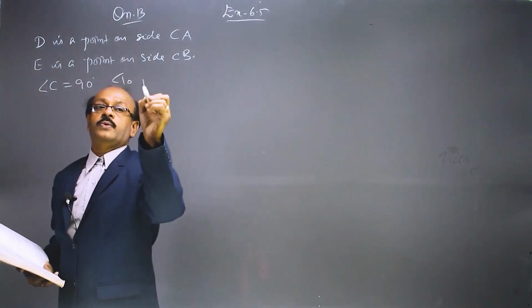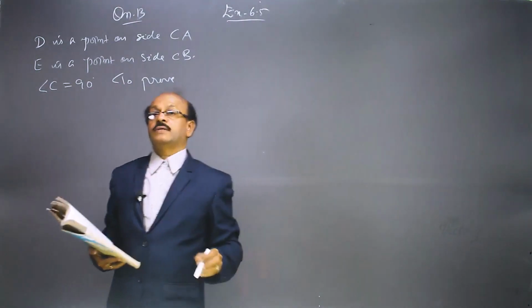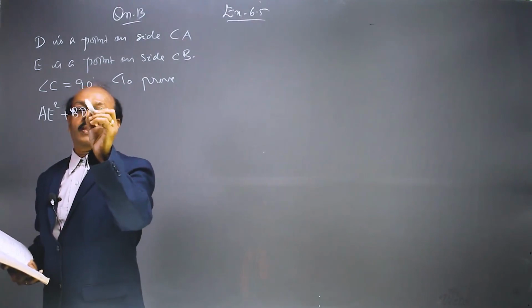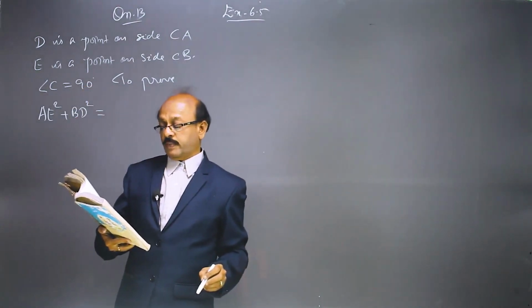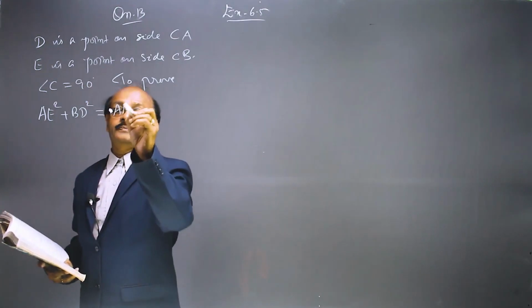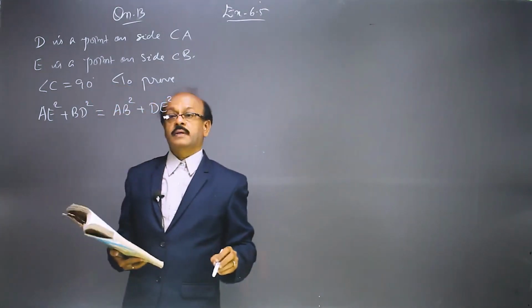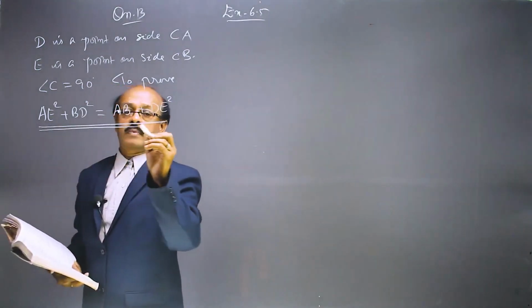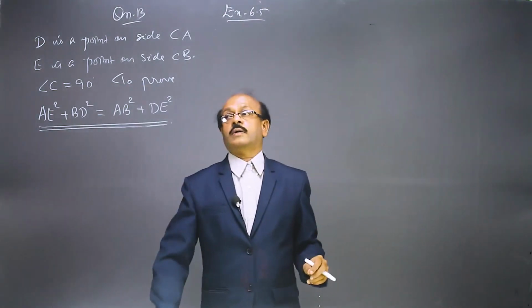We have to prove AE square plus BD square is equal to AB square plus DE square. Figure is not given in the question, so we have to draw the figure.